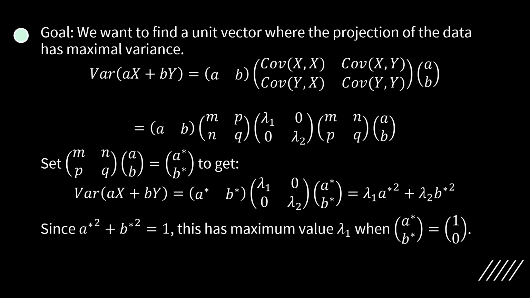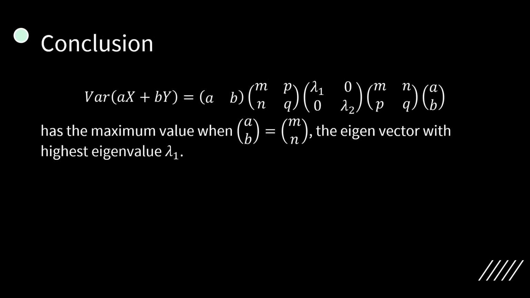In other words, they squared add to 1. This has the maximum value of lambda 1 when a star is 1 and b star is 0. Remember, lambda 1 is greater than lambda 2. That was our assumption. So this expression can only be maximized when this is 1 and that is 0, if you have this condition.